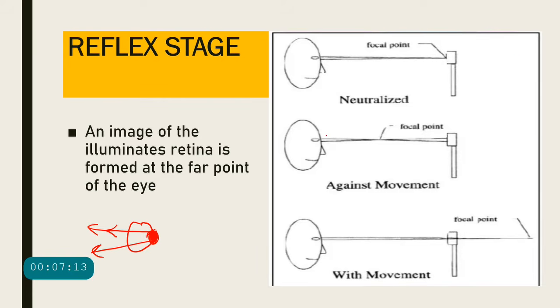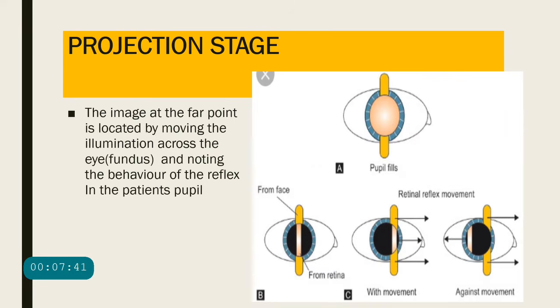In case of myope, since we know that it will be formed at less than infinity, the rays will be converging, they will meet at a point and then they are going to diverge again. And in case of hypermetropia, they will always be diverging, so they are said to be meeting at an imaginary point which is beyond infinity, so more than infinity. So this is the reflex state in which the light which we have thrown into the eye will now form an image at the far point of the patient.